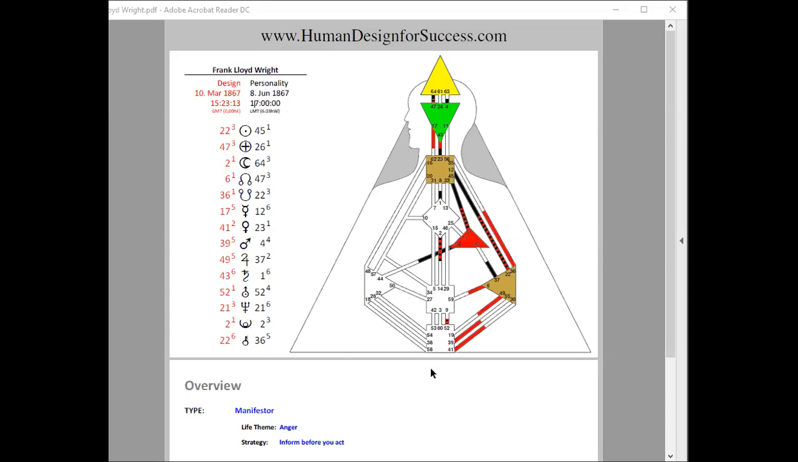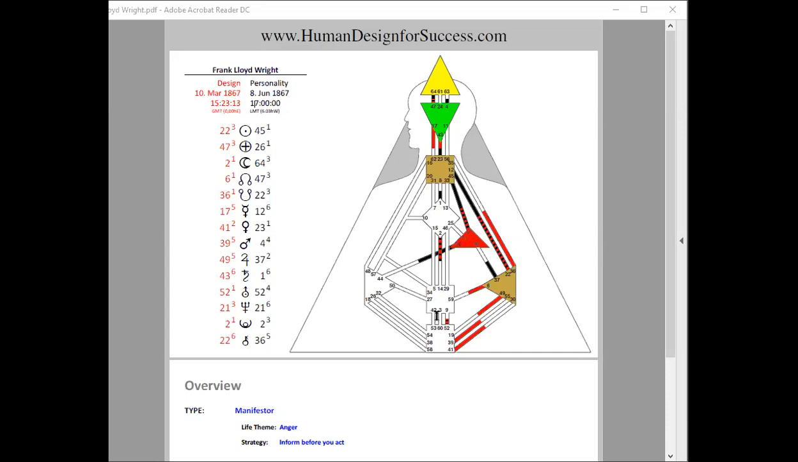So you can see the left side of his chart has a lot of white and almost no hanging gates. His spleen center is completely open, no hanging gates, which can mean either he had a lot of fears or was completely fearless. And from what I know about him, I think it was probably the latter, given two motors to the throat, manifestor energy. So he was, I think, fearless in moving forward, or at least could appear fearless to the world.